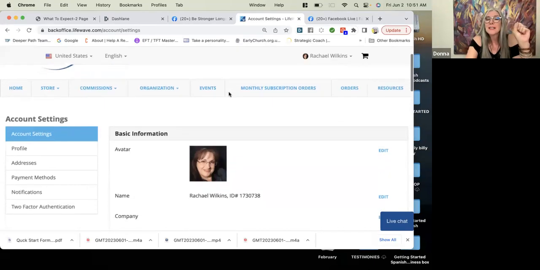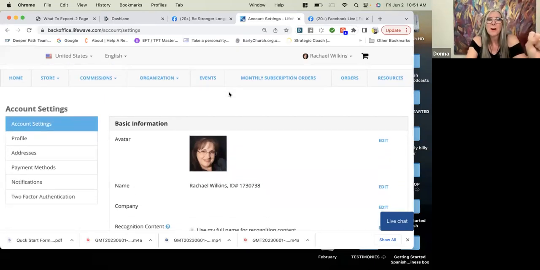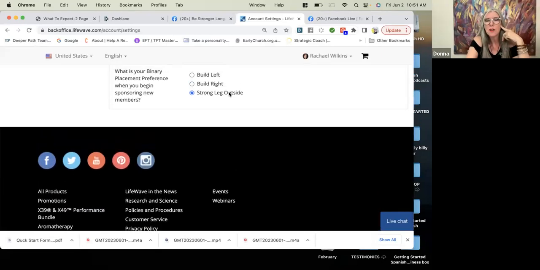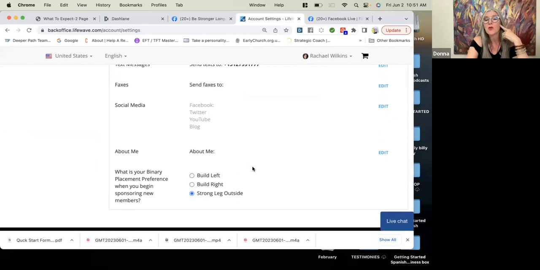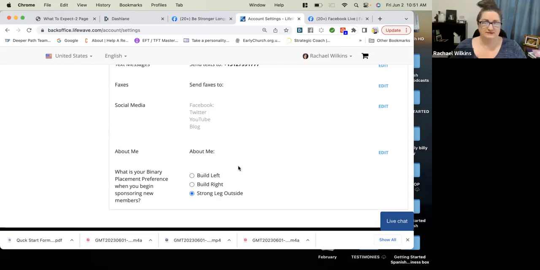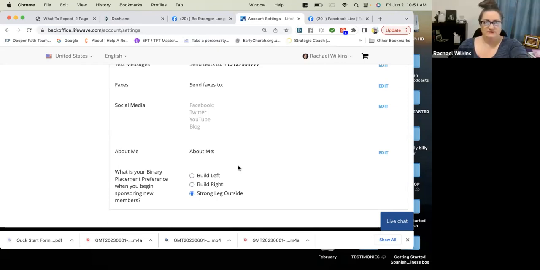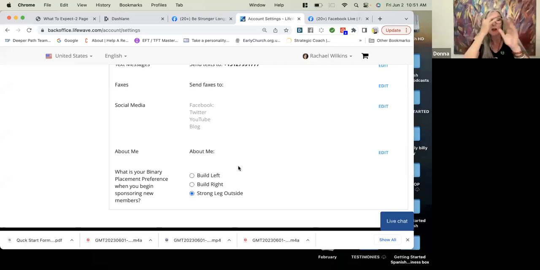Your account needs to be set so that they go where you want them to go. So how you do that is you go all the way down to the bottom of your settings and tell it where you want it to go. Right now you're set on strong leg outside. In other words, it's going to go on the far outside somewhere. So right now it would go to the left because that's my strong leg. But that could change tomorrow. But as of this moment, it would go to the left.